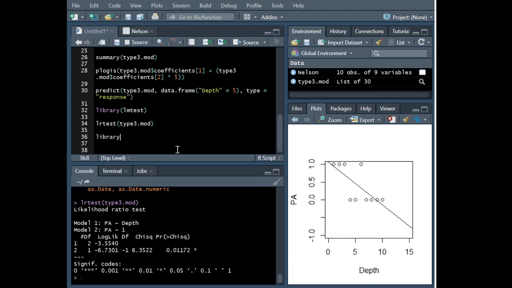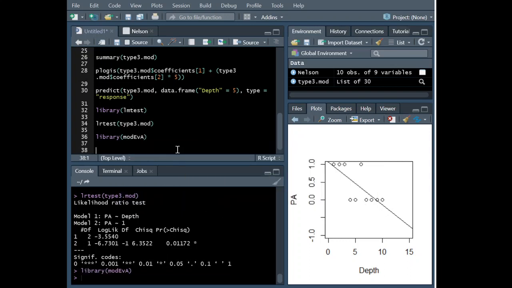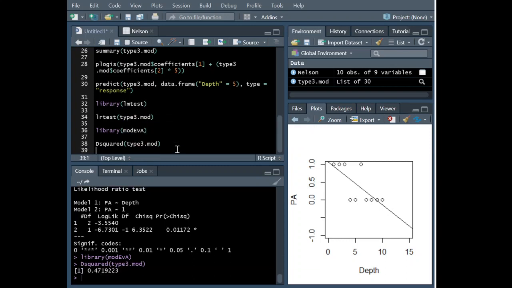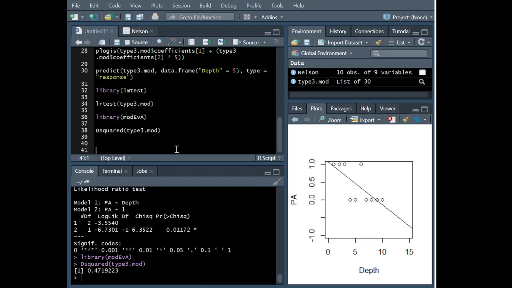And we can also then use the modEvA package, and specifically the D-squared function within it, and feed that our model, and we get the GLM version of an r-squared, a D-squared, which is, in this case, 0.472. And so what this D-squared statistic means is that 47.2% of the deviance in this kind of model is explained by including depth in the model.